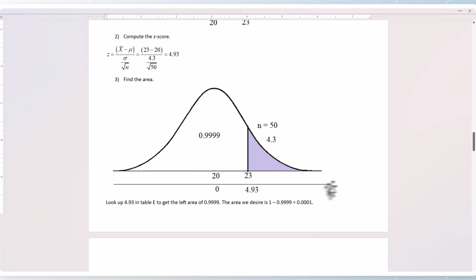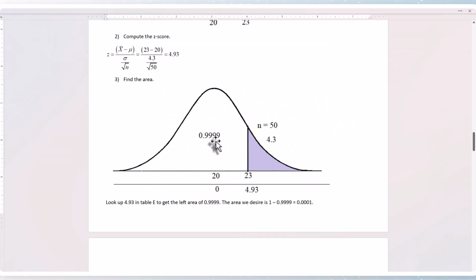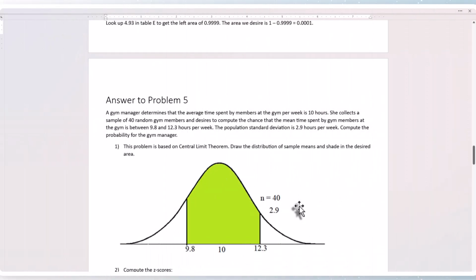So we draw the z-axis. We have 4.93. We can look this up in the table. Remember, when the z-value is above 3.49, the area to the left is 0.9999. 1 minus that gives us an area of 0.0001. That's the answer.